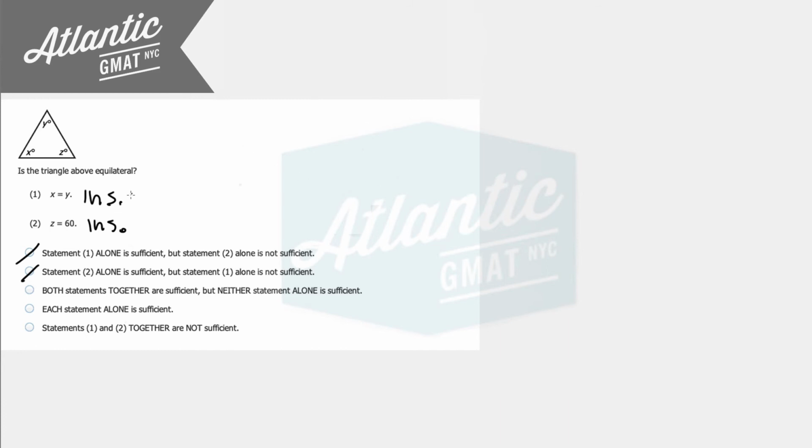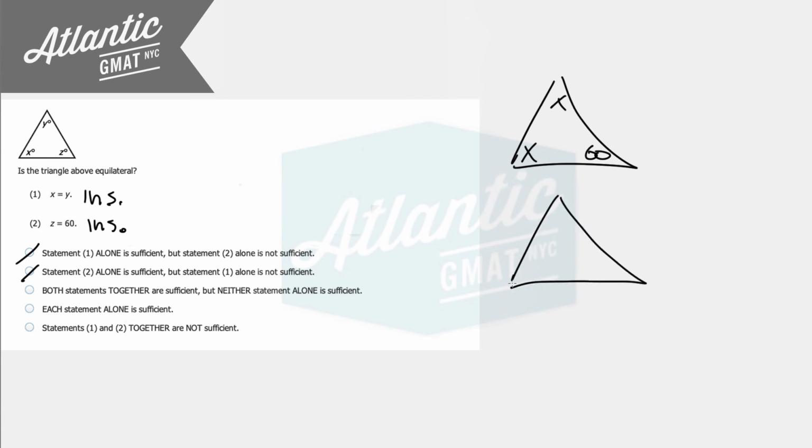So let's look at C, and that is bringing your statements together. Now we know that this is x and this is x, right? That's statement 1, that these 2 angles are equal. The third angle from statement 2 must be 60. So if this is 60, the balance here, of course, is 120. And that balance must be divided equally between those x's, which means that they're each 60. The triangle is an equilateral. So because we needed both statements together, the answer is C.